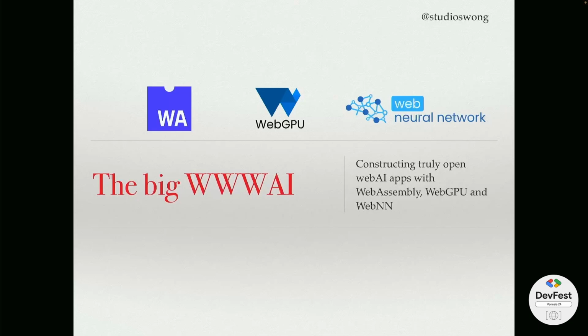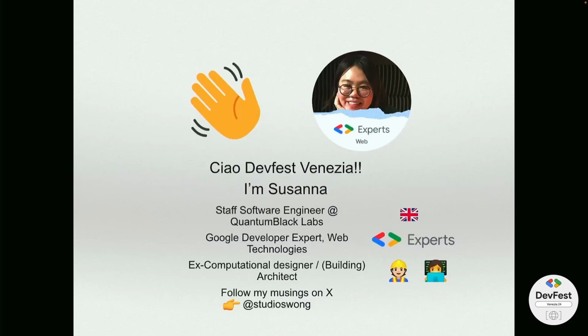Today I'm going to be talking about quite the big topic, pretty much the tech stack for WebAI, which is WebAssembly, WebGPU, and WebNN. I don't know if anyone has actually worked with these technologies before? Okay, good. I'm focusing more on an introduction to all these three technologies, so hopefully after this, it can encourage you to go out and try them.